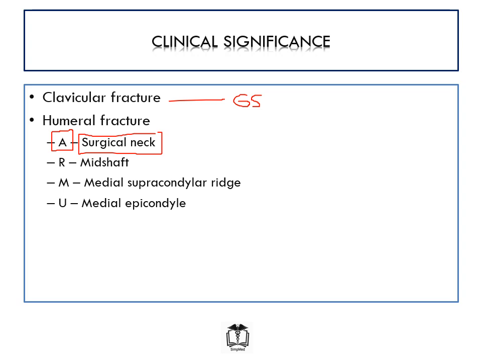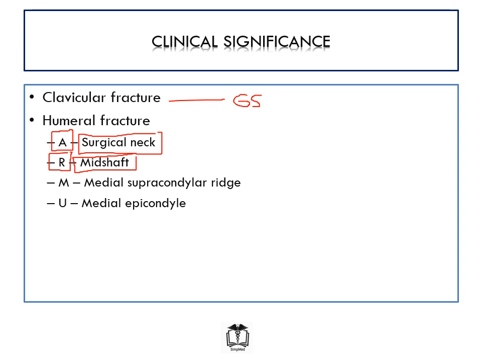Then the second site where we can have a fracture is at the shaft. The middle of the shaft will get fractured, and this is what we call a mid-shaft fracture of the humerus. A mid-shaft fracture would affect one of the landmarks of the shaft, which is the radial groove. Remember that the radial nerve is found in the radial groove. And once there's a fracture of the mid-shaft, that can damage the radial nerve, and that can lead to symptoms of radial nerve palsy, what we call a wrist drop.